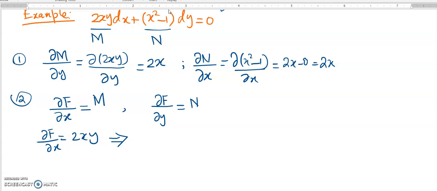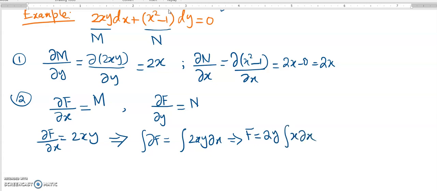So partial F is equal to 2xy partial x. Taking the integral, the integral of partial F will be the function itself, and y is to be considered as a constant, so 2y will come out of the integral, and then it will be the integral of x partial x. So the function will then be 2y times x squared over 2 plus some constant.